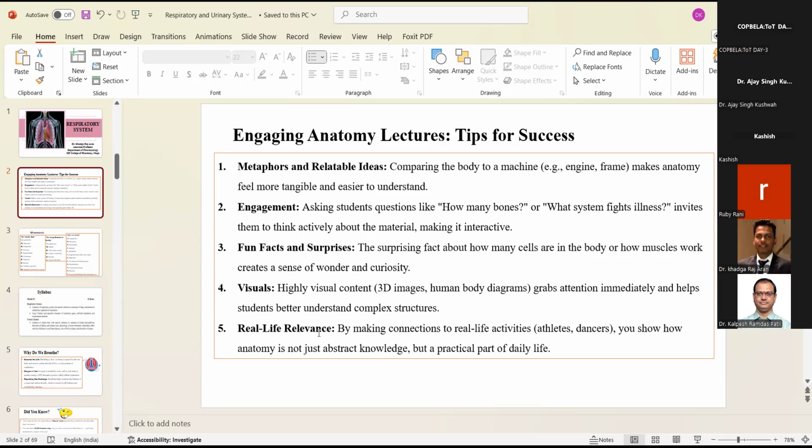Next is the selection of textbooks. Selection of textbooks is very important for the study of human anatomy and physiology. There are a number of books available in the market, but among them I will give some suggestions to the faculty members, like BD Chaurasia and Vishram Singh. These books are very common and have a number of diagrams so that we can easily deliver lectures to the students. Next is histological slides.